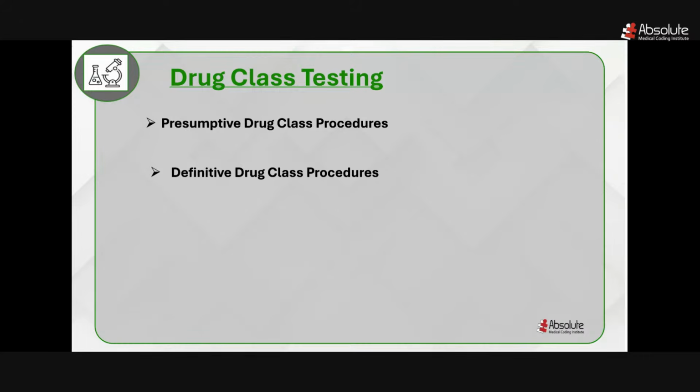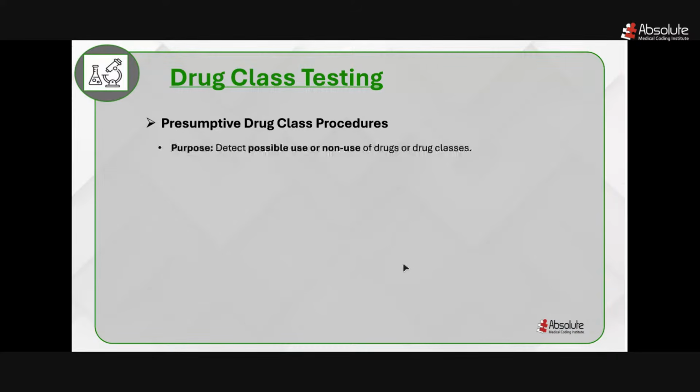Okay, now let's talk about the definitive testing. Definitive testing is much more advanced, and this is where the lab identifies the exact drug and sometimes even the exact metabolite that is involved. Okay, so let's first talk in depth about the presumptive drug class testing, or presumptive drug class procedure. Here the purpose is to detect the possible use or non-use of a drug or a drug class, and presumptive testing may be followed by a definitive test if further identification of the drug or the metabolites is needed.